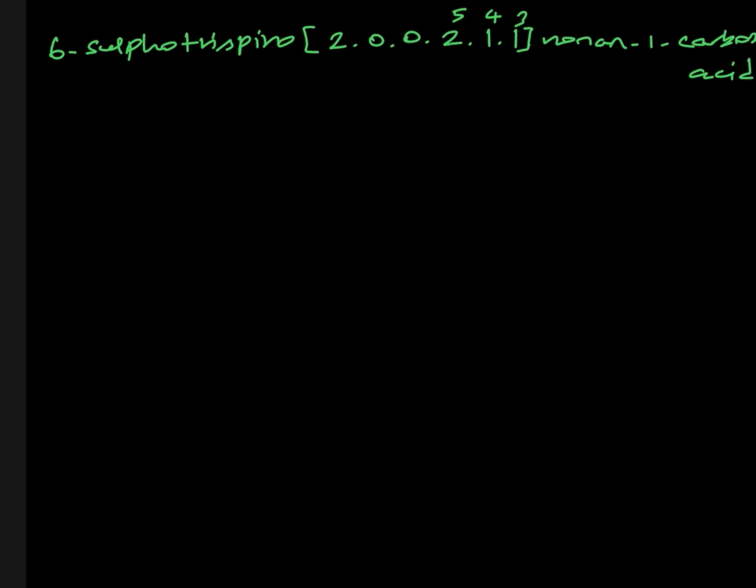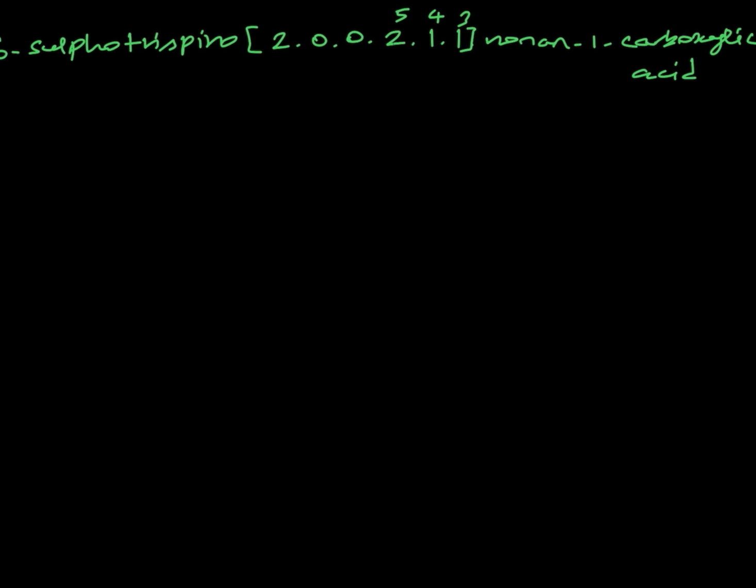Let's move on to the next one. We have a trispiro compound with sulfonic acid as a substituent and carboxylic acid as the functional group. So keep it in mind that carboxylic acid gets the top priority compared to the sulfonic acid. So this is still the top priority, that's why the sulfonic acid is considered as a substituent in this case. So let's work on the structure.